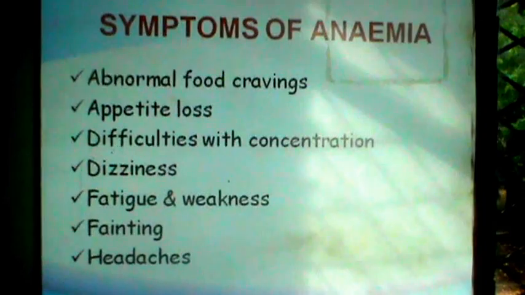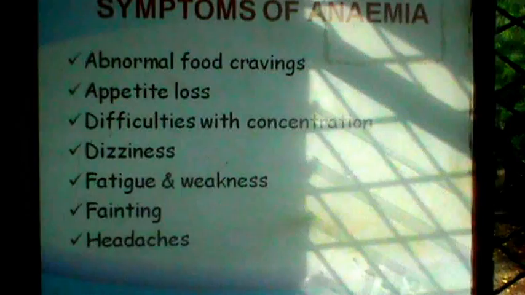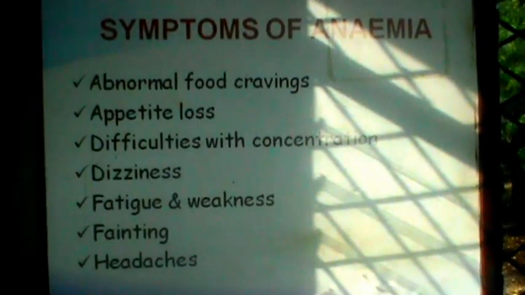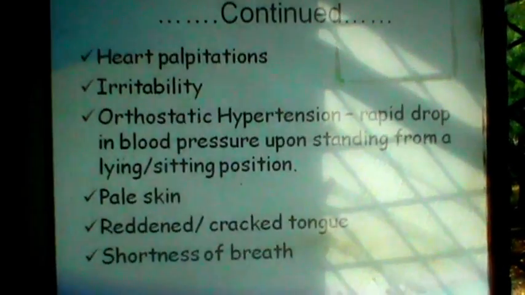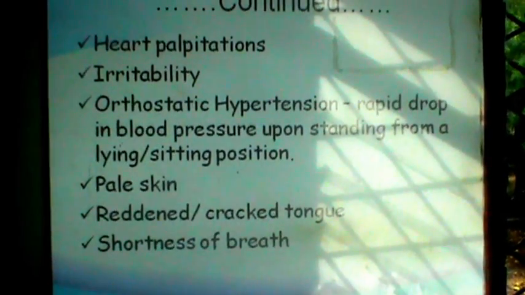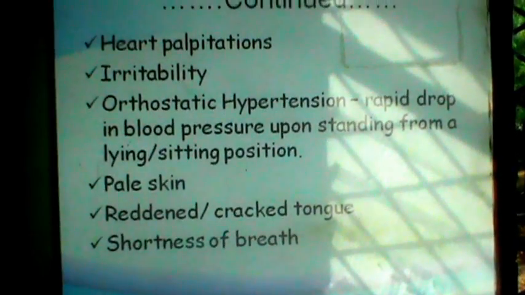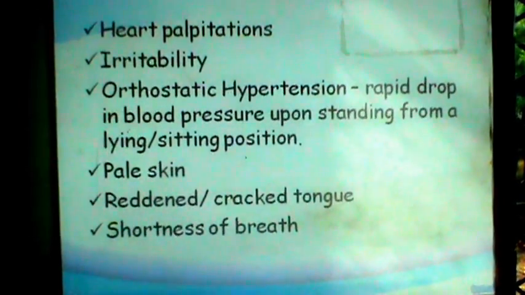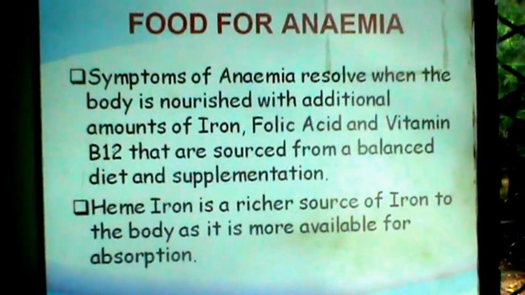Symptoms of anemia. The first symptom of anemia is abnormal food cravings. Second is appetite loss. The third symptom is difficulty with concentration. Dizziness is another symptom. Fatigue and weakness are other symptoms. Fainting and headache also are other symptoms. Generally there can be other symptoms including heart palpitations, irritability, orthostatic hypotension, a rapid drop in blood pressure upon standing from a lying or sitting position, pale skin, reddened or cracked tongue, shortness of breath, among others.